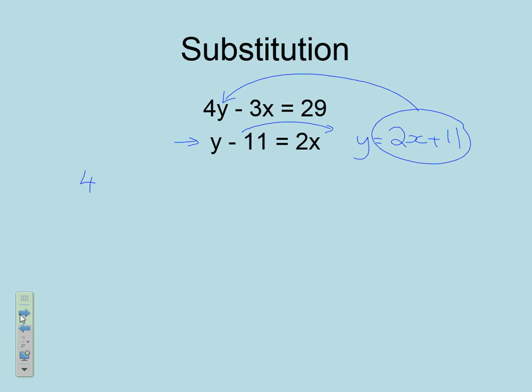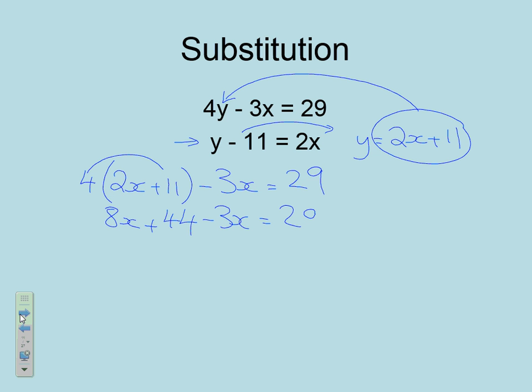And now let's take that algebra and drop it in where the y is there. So I've got 4 lots of y, and y was this, minus 3x equals 29. Still we are at sort of year 7, 8 algebraic manipulation here. Times out the bracket, take away 3x's equals 29. I'll take the 44 from both sides. 29 take away 44 is minus 15. And 8x take away 3x is 5x's. Divide by 5 makes minus 3.